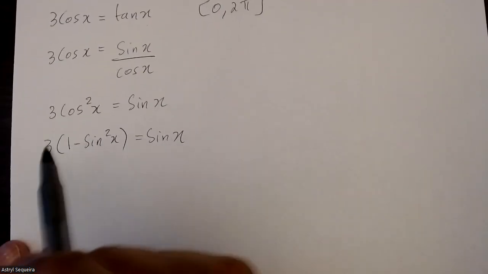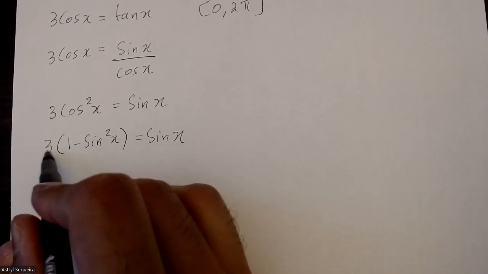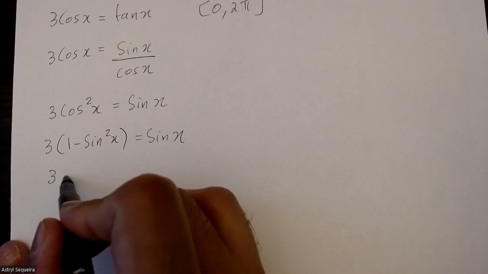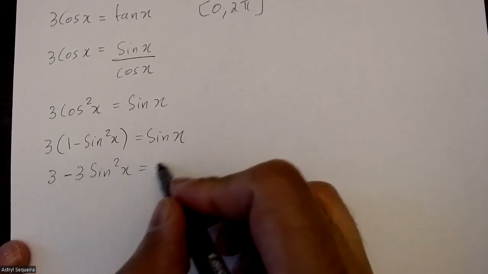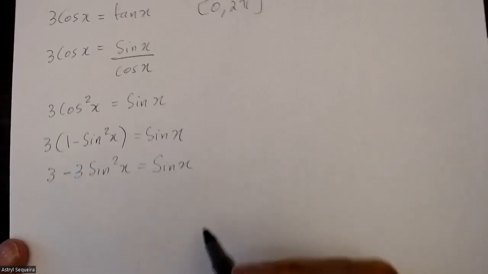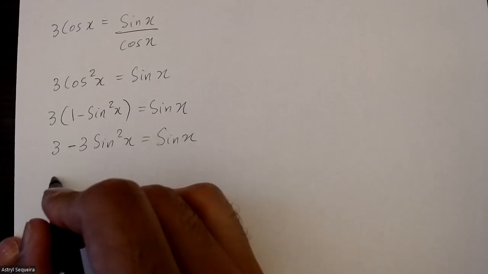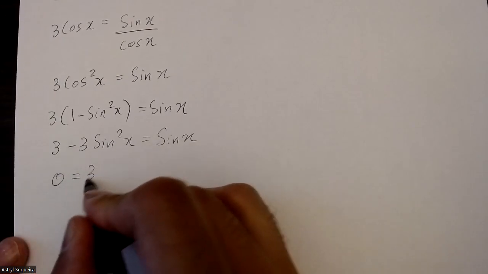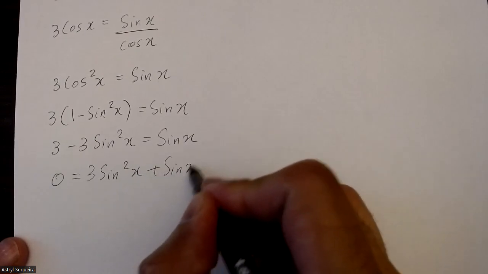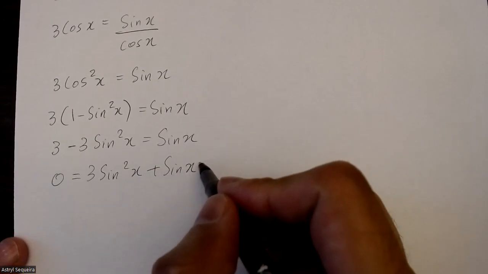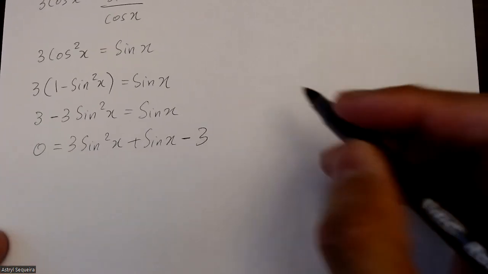Now I only have sine in this equation, so I can solve it. It's going to become a quadratic equation. I'll multiply the 3 into the bracket. And now I'll bring everything to the right side so that my squared term is positive. So this is just a quadratic equation.